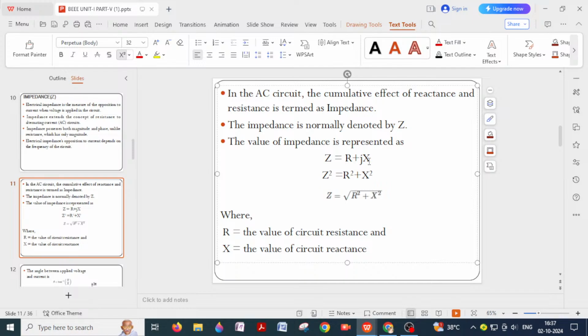If Z is equal to R plus jX, where Z is impedance, then Z square will be equal to R square plus X square. Z is equal to root of R square plus X square. So this is the impedance formula, where R is the resistance and X is the reactance of the given circuit.